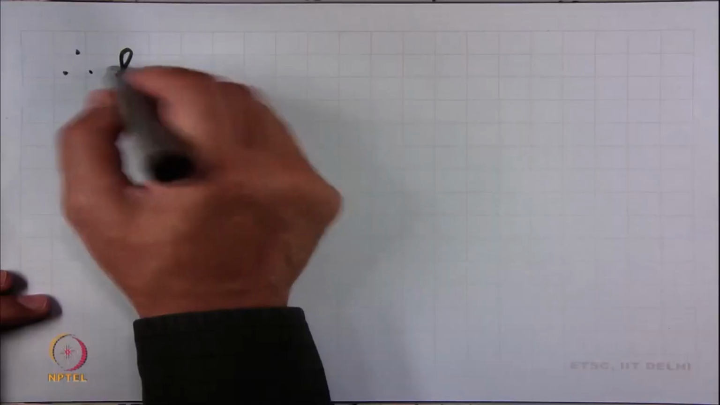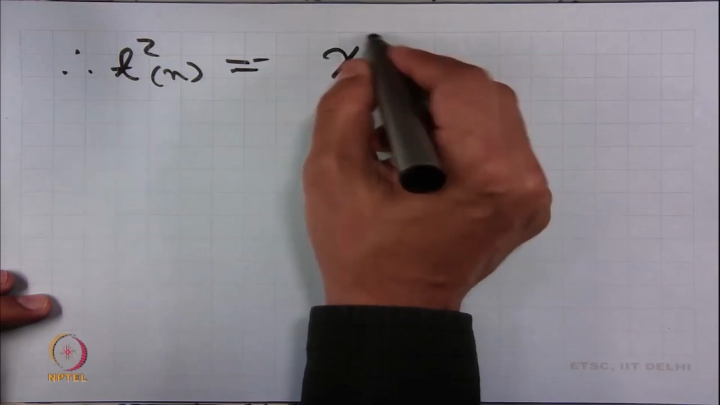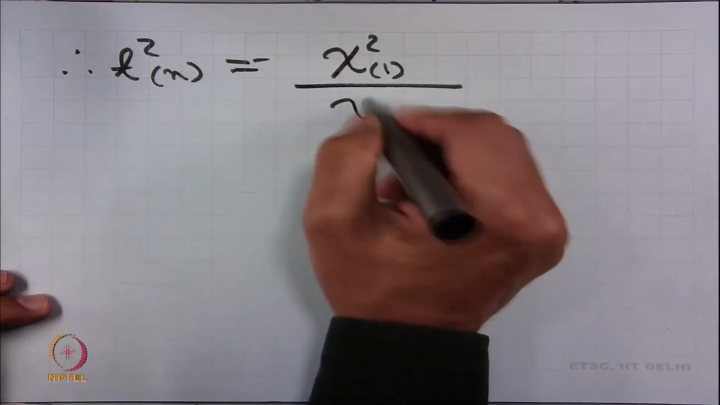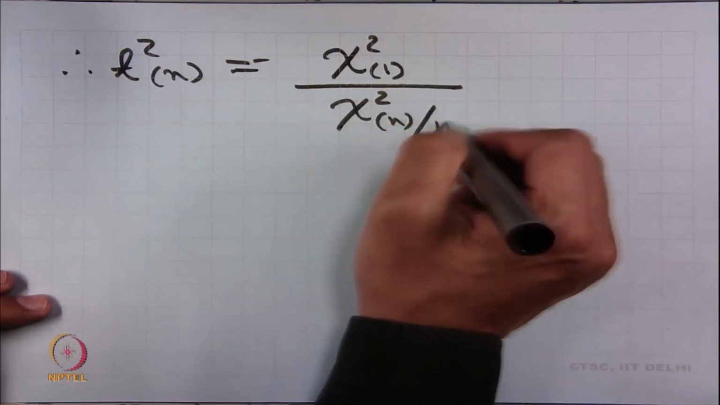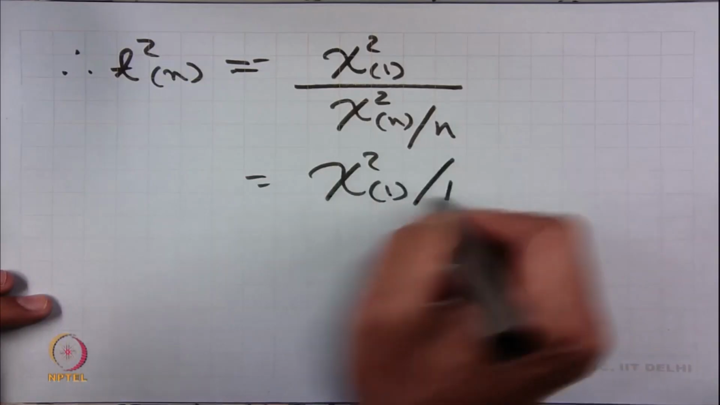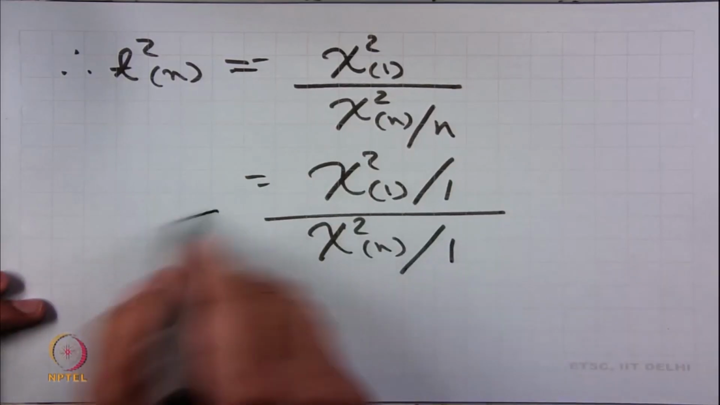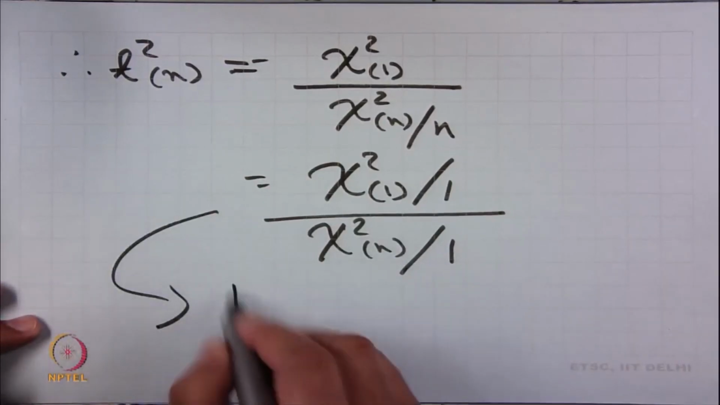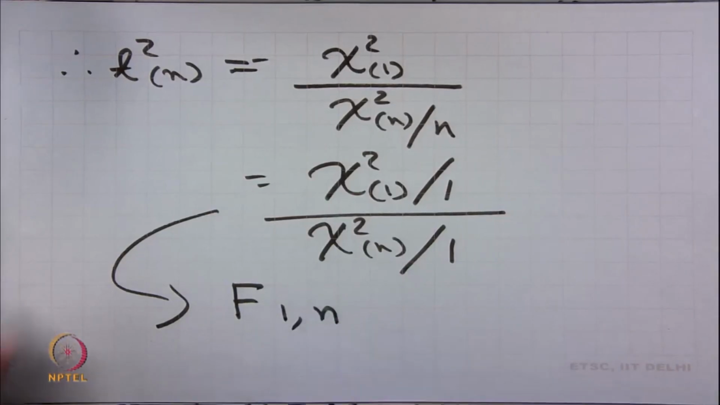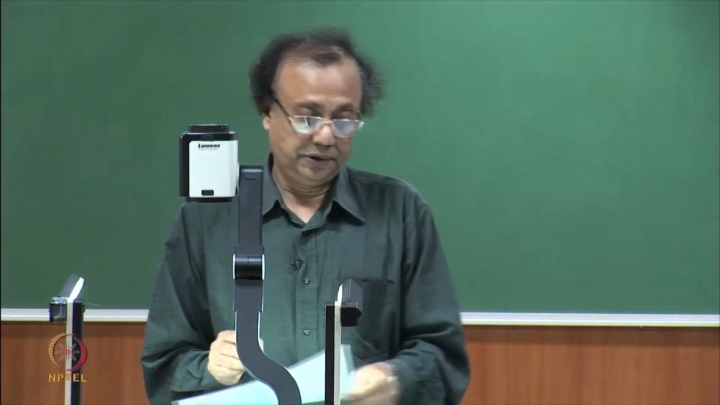Therefore, t square n is equal to chi-square with 1 degree of freedom divided by chi-square n by n, which is chi-square 1 by 1 divided by chi-square n by n, and this is precisely F of 1 and n degrees of freedom. Thus, we can see that the square of a t distribution also follows an F distribution.